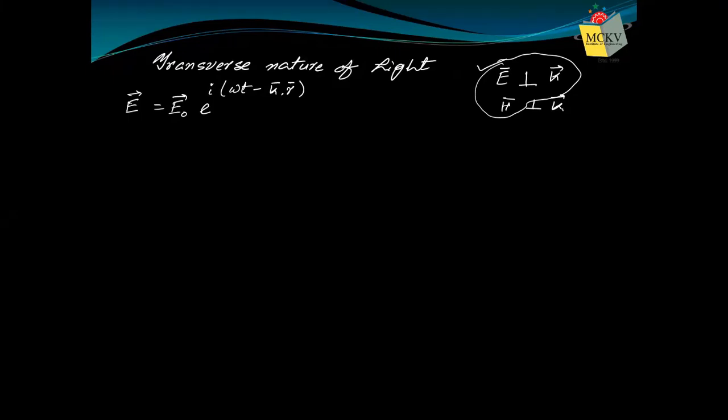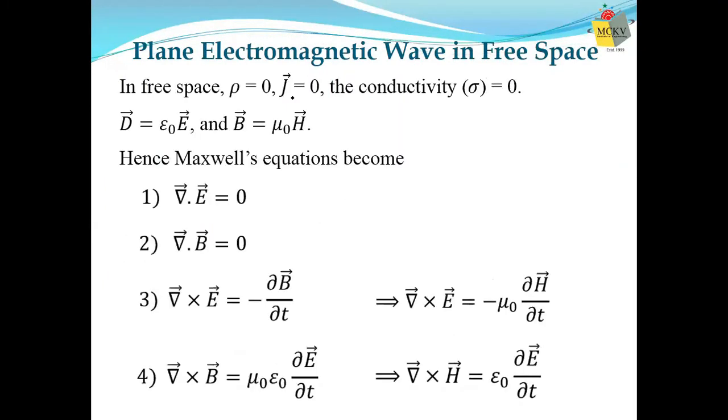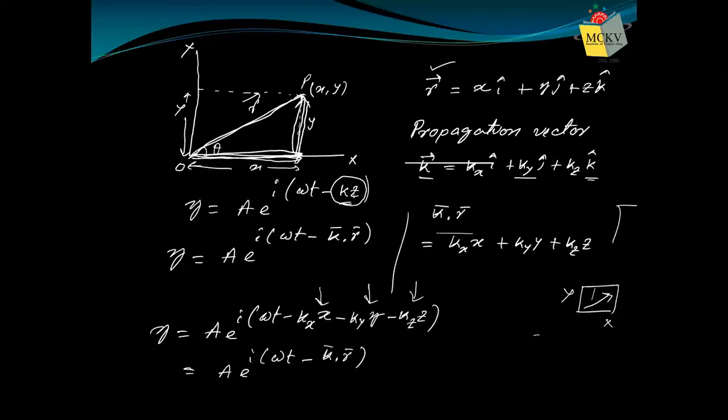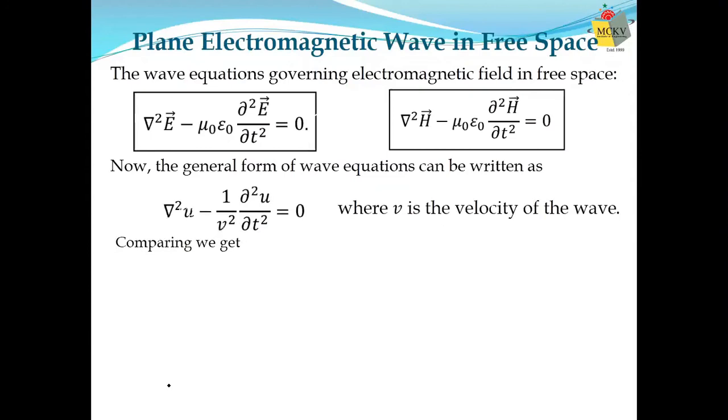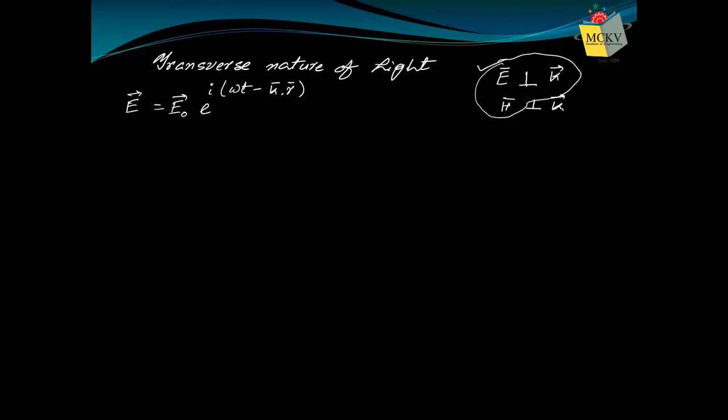Remember, we have observed that any wave can be represented by this: y equals amplitude times e to the power i(omega t minus k dot r). Therefore, if E represents a wave equation, then E can also be written as this. But E is a vector.